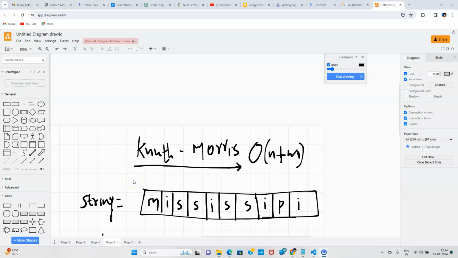Hi guys, today we'll discuss the Knuth-Morris-Pratt algorithm. It is used to find a pattern inside a string. It helps us find the starting index where the pattern is matching.